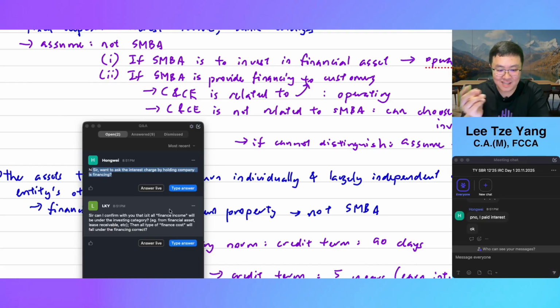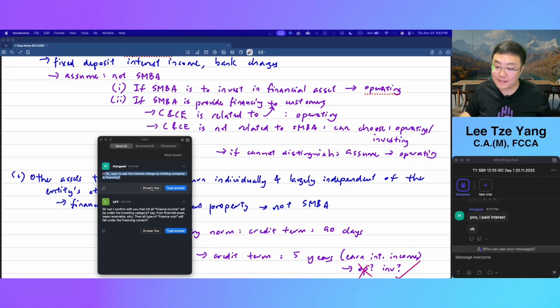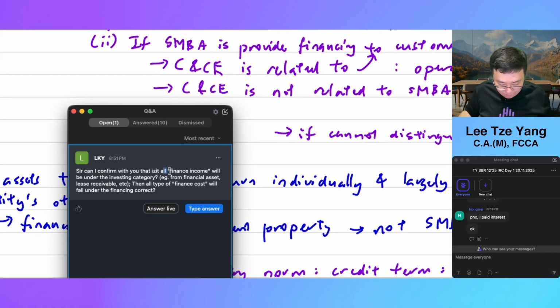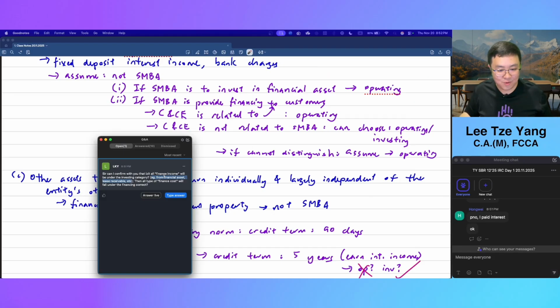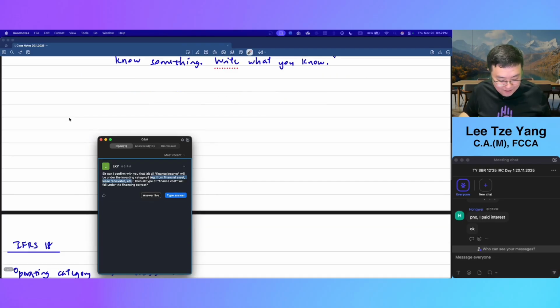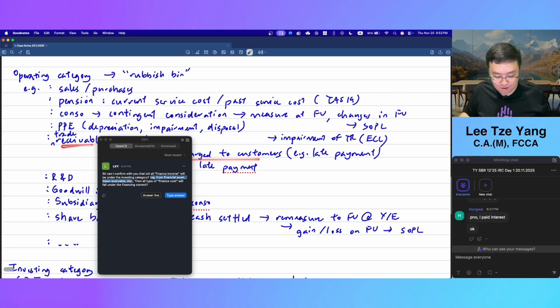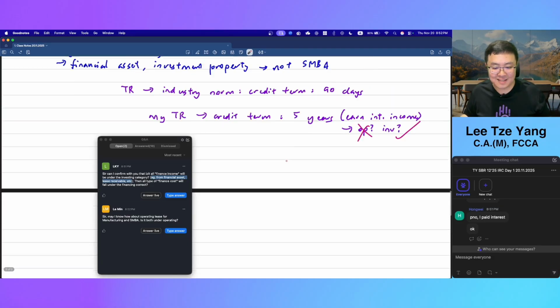If you are the holding company, you charge the interest, your interest income, that one can be either operating or investing. See the SMBA. So that one we need to consider further. But the one who pays is surely financing. Okay, can I confirm, is all finance income under investing? Not necessary. Not necessary, LKY. As you know, if it is my normal receivable, I charge them interest, operating. Normal one. Not the one that is abnormal like this.